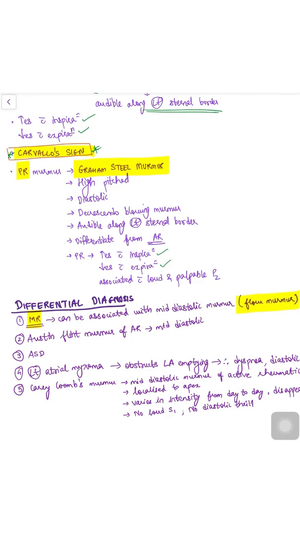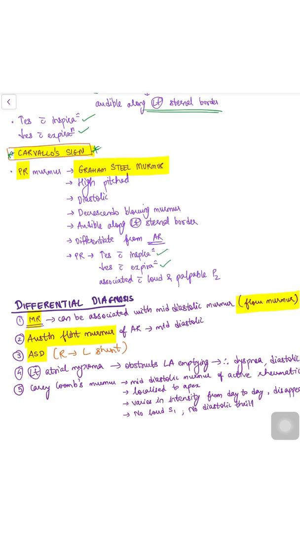Okay? Austin Flint murmur of AR. The Austin Flint murmur, basically the regurgitant jet hits the anterior mitral leaflet, because of which there is a murmur which is produced. Austin Flint murmur, which is again a mid-diastolic murmur. In an atrial septal defect, what happens? There is a left to right shunt. The blood is shunting from the left atrium into the right atrium. So the right atrium will have a volume overload. So excessive blood is flowing across a normal tricuspid valve. Right? That is why you will have a flow murmur again, which is again a mid-diastolic murmur.